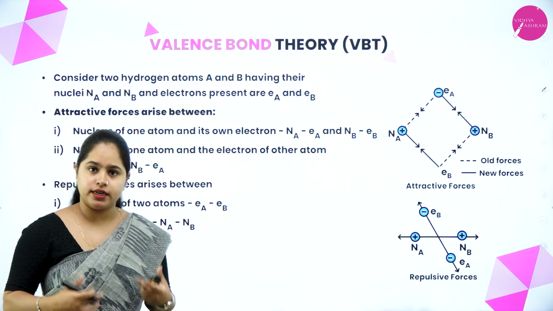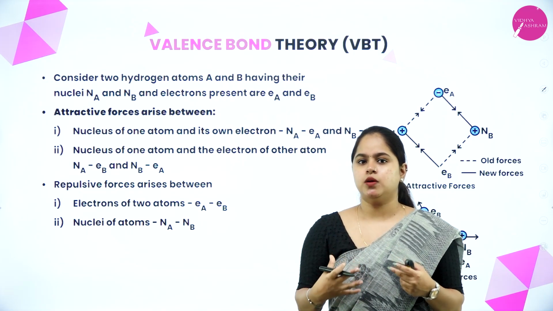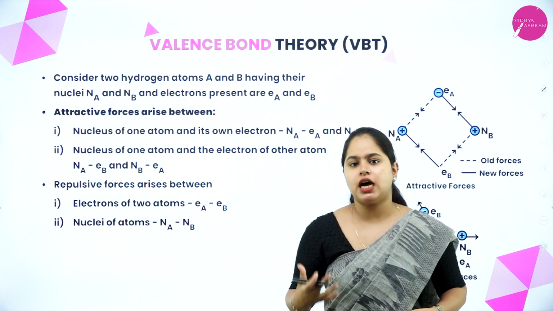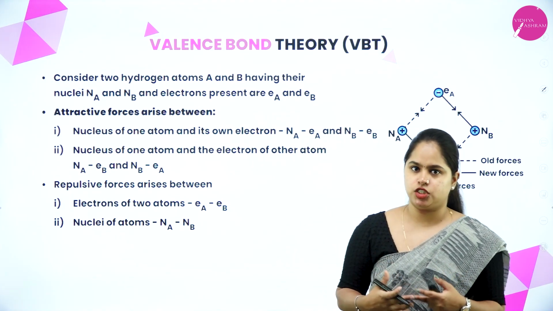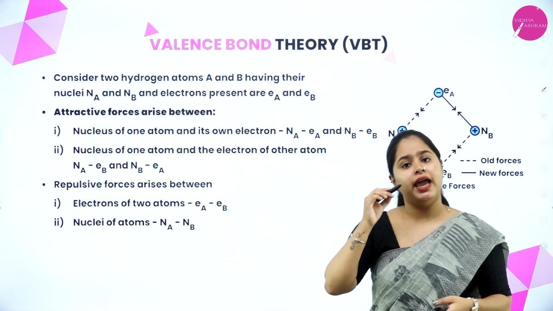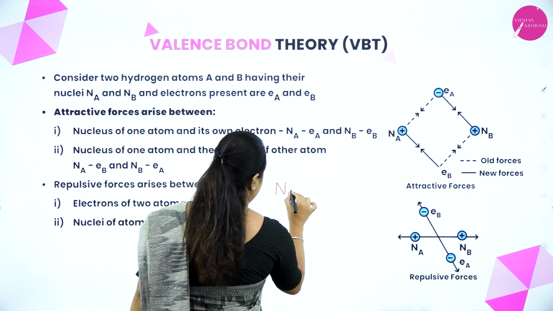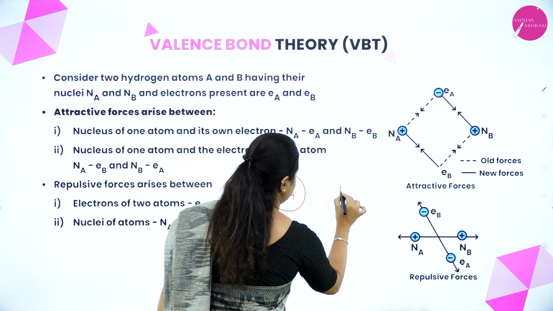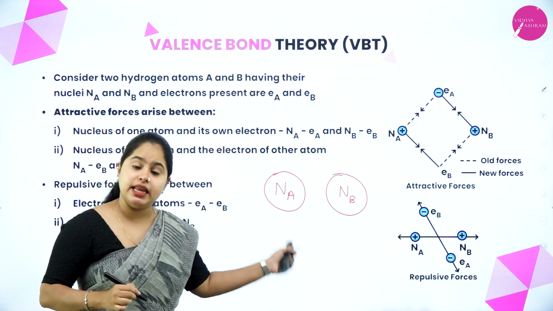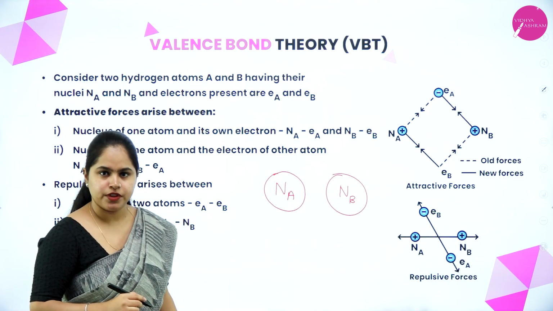Now, let's try to understand what exactly is happening here. You might not be that clear with the concept of atomic orbitals overlapping, so let's understand it with the example of hydrogen itself. We are considering two hydrogen atoms, hydrogen atom A and hydrogen atom B. So what is Na and Nb? Na is the nucleus of atom A and Nb is the nucleus of atom B, right?